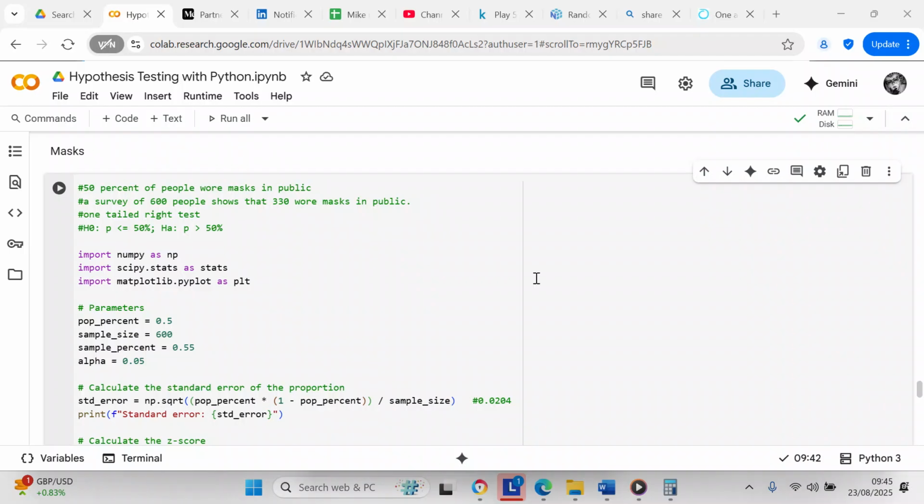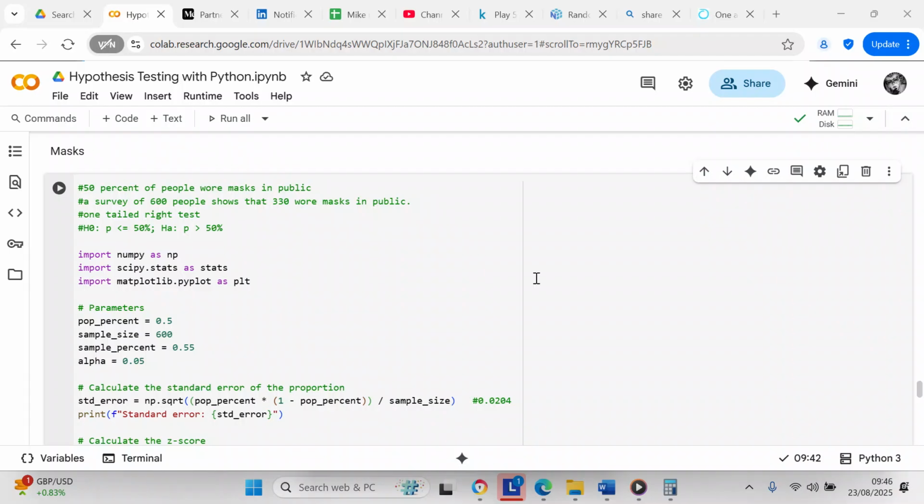The null hypothesis is P is less than or equal to 50%, and the alternate is P is greater than 50%. I can tell you right now that 330 is greater than 50% of 600 people, but we will go ahead and do the hypothesis test. So we're going to write a program in Python to answer this question.